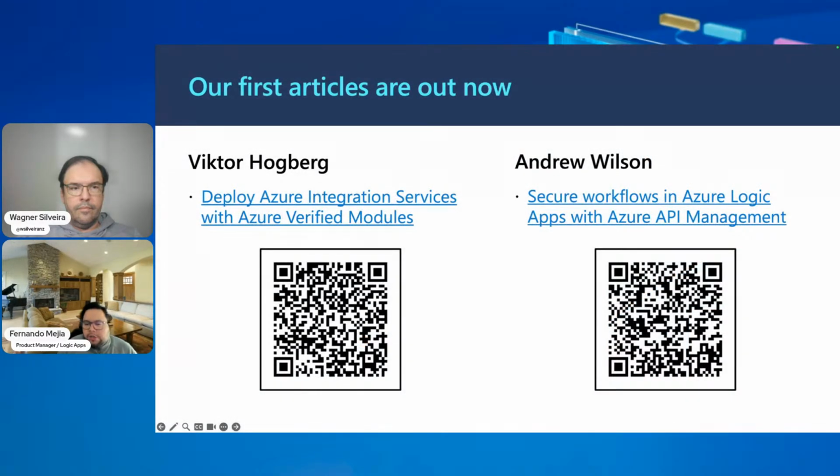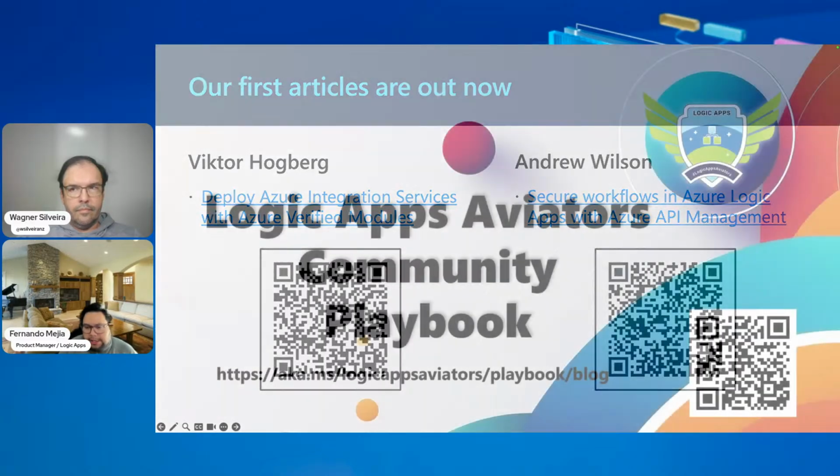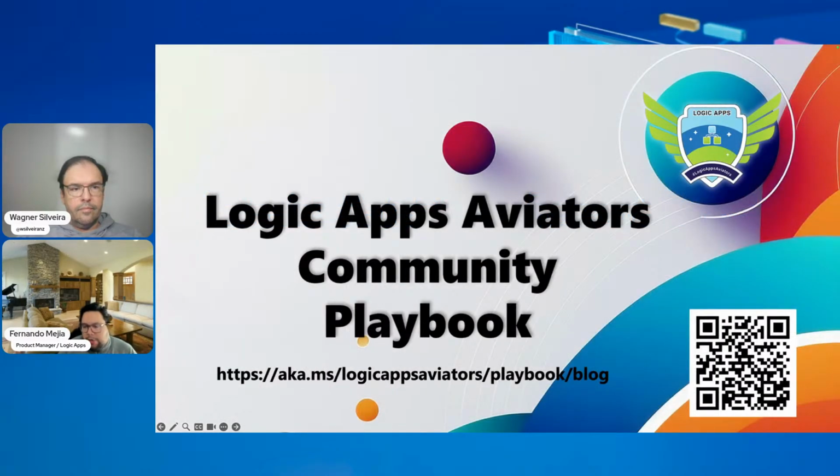Today we have new articles that have been created through this community playbook. The first one, Deploy Azure Integration Services with Azure Verified Modules by Victor Hogberg. And the second one, Secure Workflows in Azure Logic Apps with Azure API Management. Very popular topic. How can you protect your HTTP endpoints with Logic Apps using OAuth, using certificates, using secrets? This was created by Andrew Wilson. So take a look at that content also. And feel free to participate. If you want to send us your content, feel free to send it through this form, I believe. And we can review it and work on it together to publish it in our documentation.